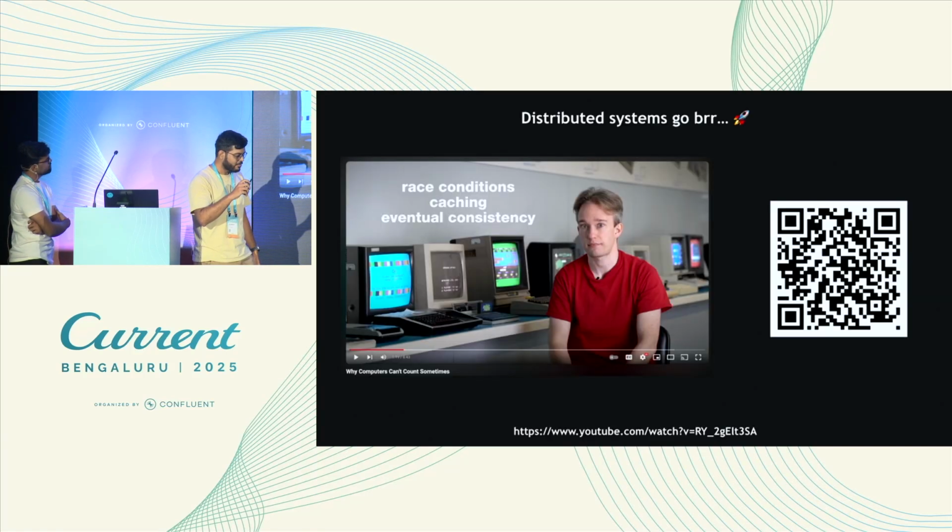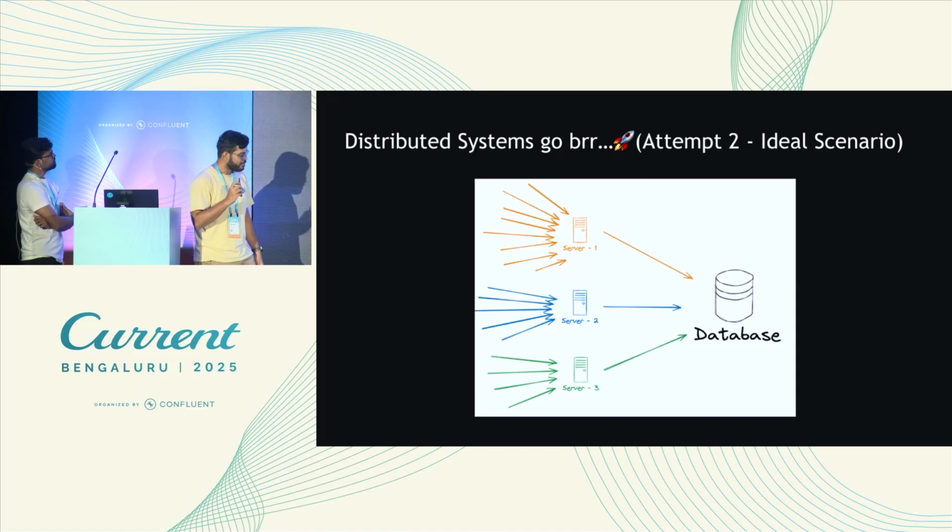So I would not explain much more on this because there's a very good video by one of my favorite YouTube creators, Tom Scott, where he explains why computers sometimes cannot count. You can look at it later on. But we want something like this, which looks much better.